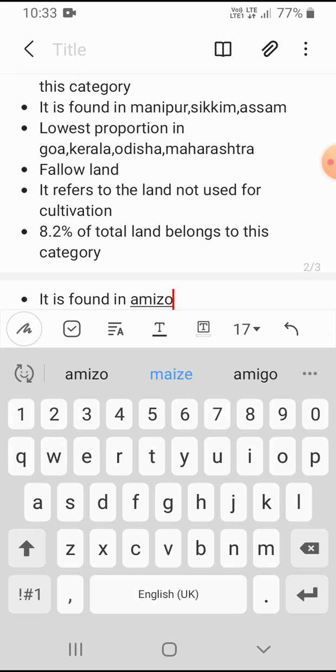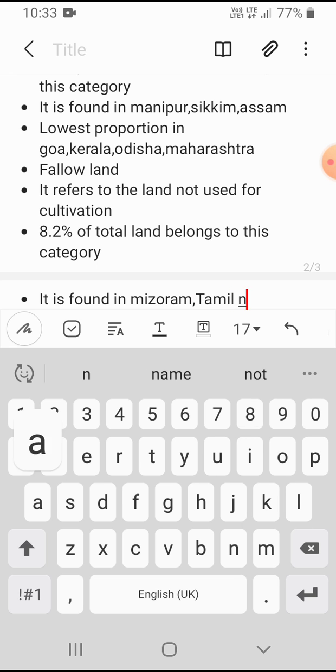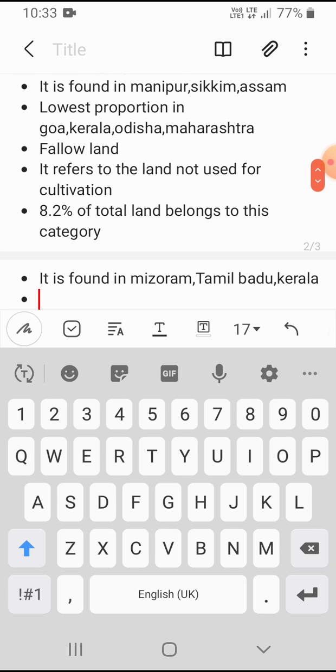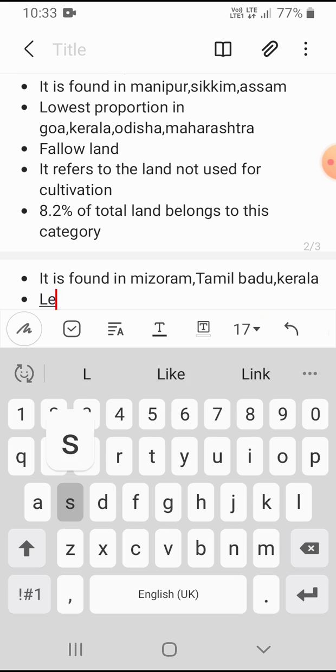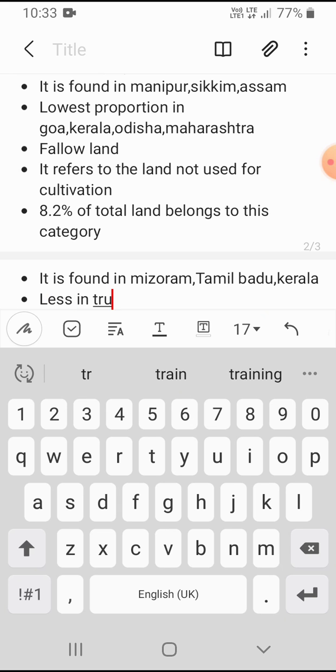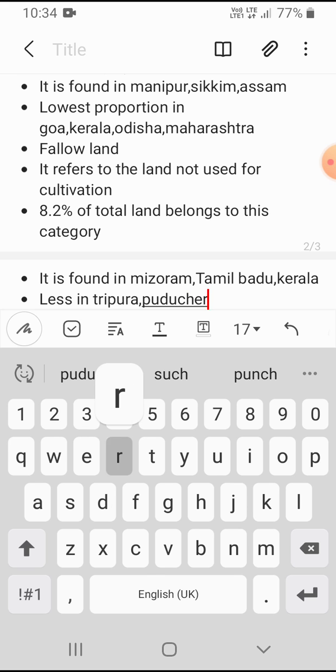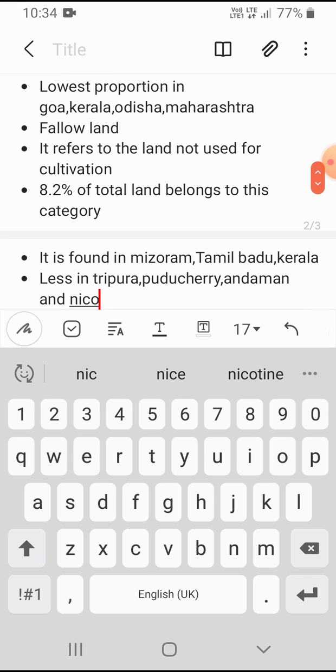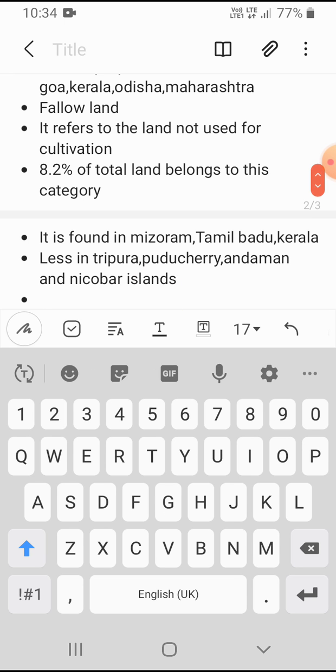It is more largely found in Mizoram, next Tamil Nadu, and afterwards we can see it in Kerala. This land we can find less in Tripura, Puducherry and Andaman and Nicobar Islands. So this was about fallow land.